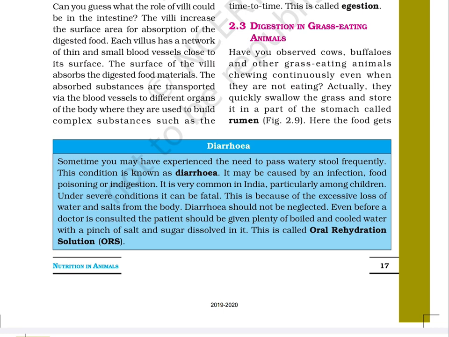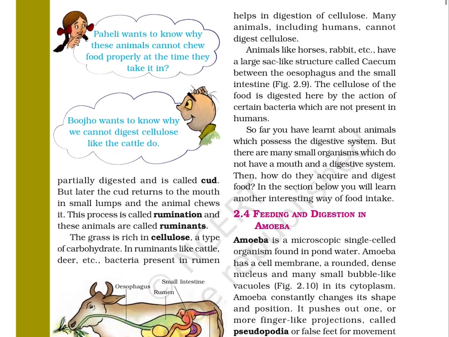2.3 Digestion in grass-eating animals. Have you observed cows, buffaloes, and other grass-eating animals chewing continuously even when they are not eating? Actually, they quickly swallow the grass and store it in a part of the stomach called rumen. You can observe this in figure 2.9. Here, the food gets partially digested and is called cud.